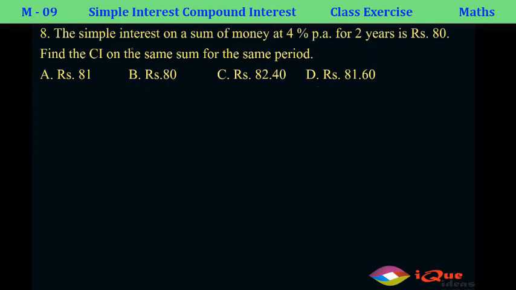Now this question says the simple interest on a sum of money at 4% per annum for 2 years is 80 rupees. Find the compound interest on the same sum for the same period.